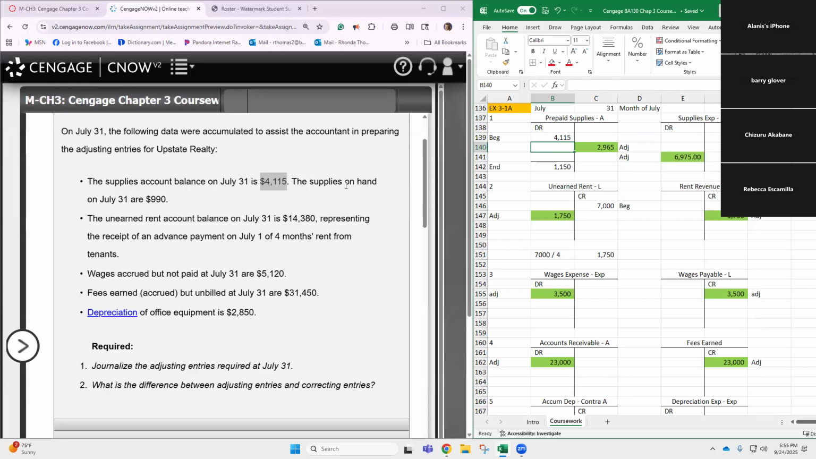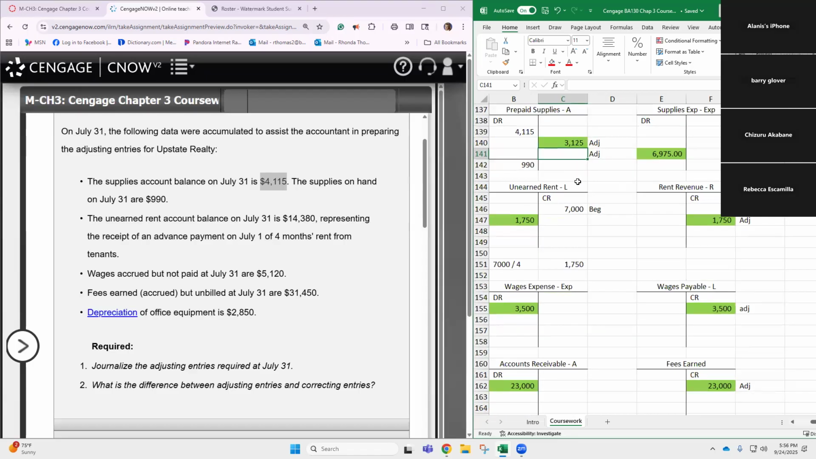They say supplies on hand at the end of July. That's going to be your ending balance. So you're going to know these 2 things. I've got $990. I have to figure out here, and I've done this already, I've got a formula. My formula is you take the beginning minus the ending, and you find out how much went out of there.